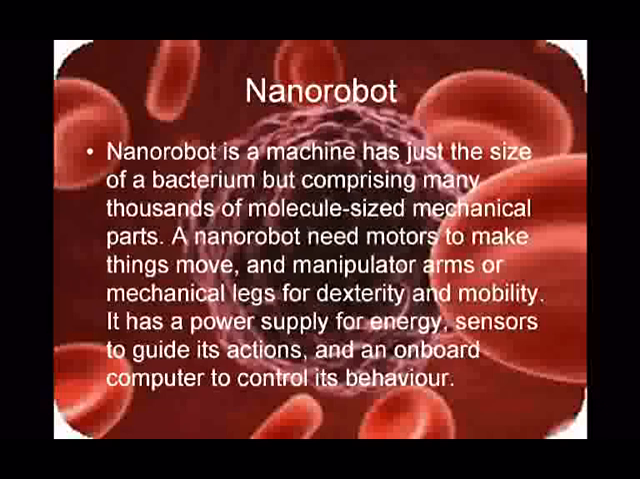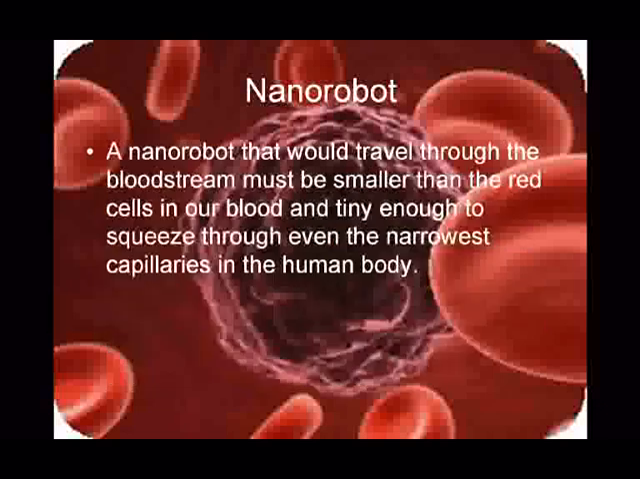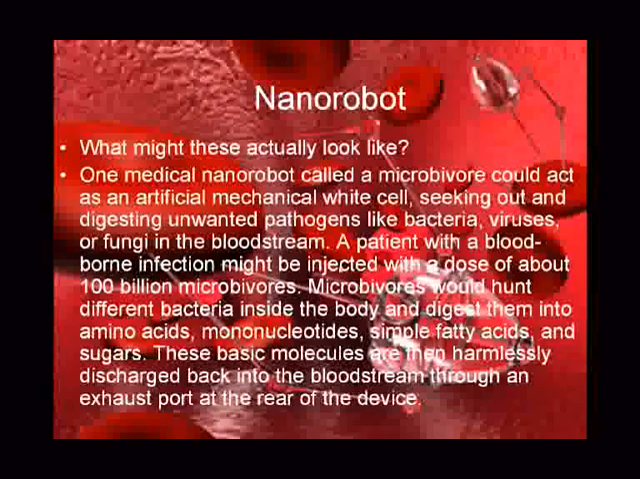A nanorobot is a machine that has just the size of a bacterium but comprises many thousands of molecular-sized mechanical parts. A nanorobot needs motors to make things move, a manipulator arm, or mechanical legs for dexterity and mobility. It has a power supply for energy, sensors to guide its action, and an onboard computer to control its behavior. A nanorobot that will travel through the bloodstream must be smaller than the red cells in our body and tiny enough to squeeze through even the narrowest capillary in the human body.